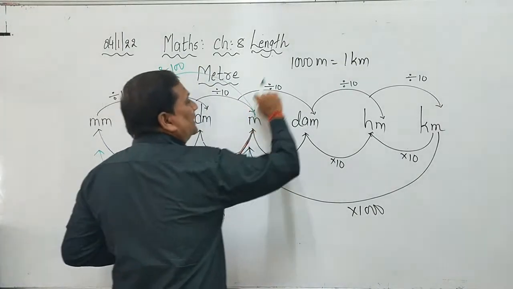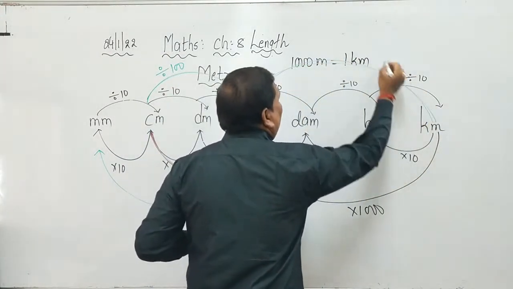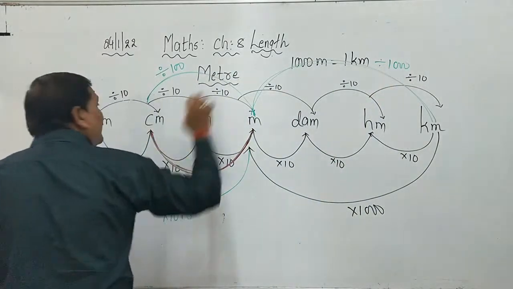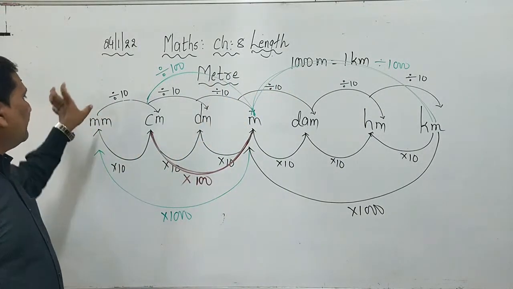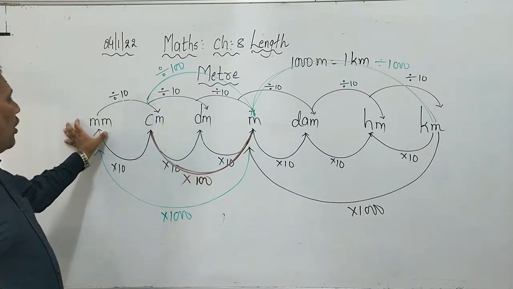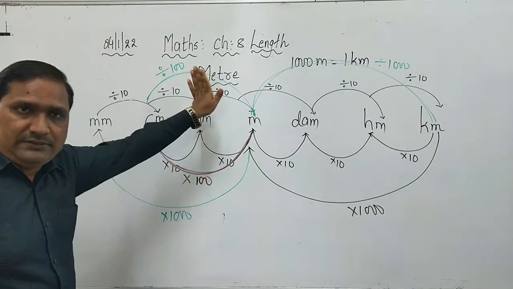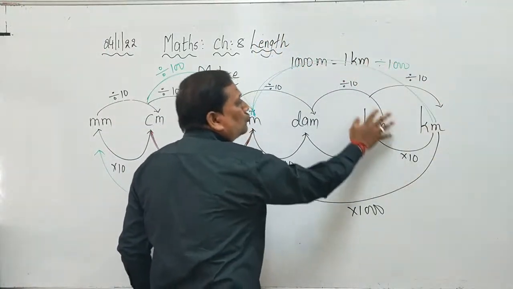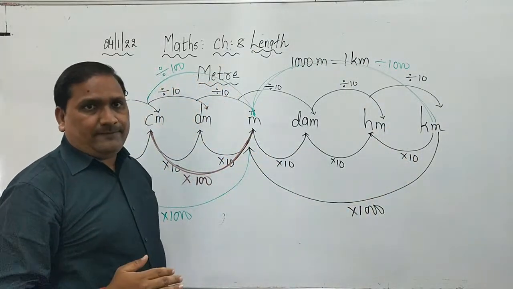Same way from meter to kilometer, that means divide by what? 1000. Divide by 1000. So when we are converting from one unit to another unit, from smaller to bigger, that means we have to divide by 10 in length. And when we are converting from bigger to smaller, then we have to multiply by 10.